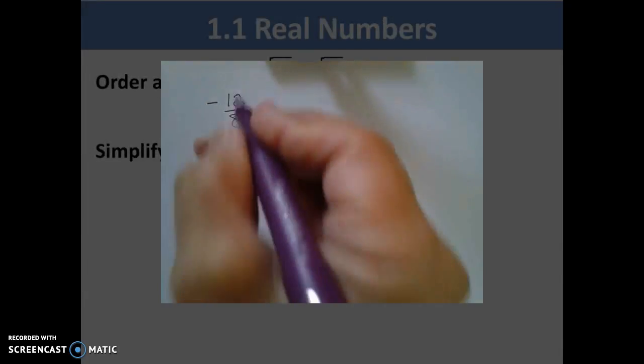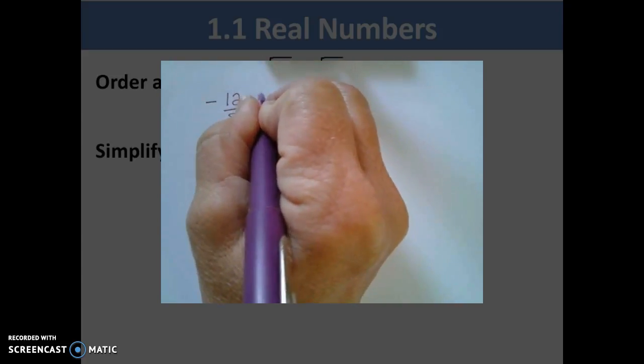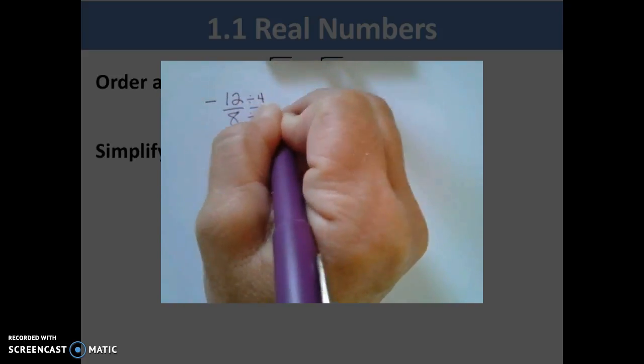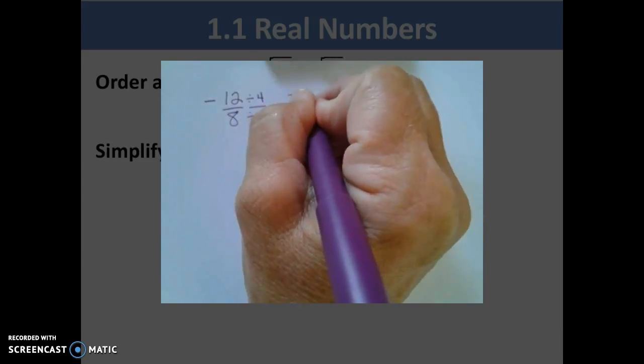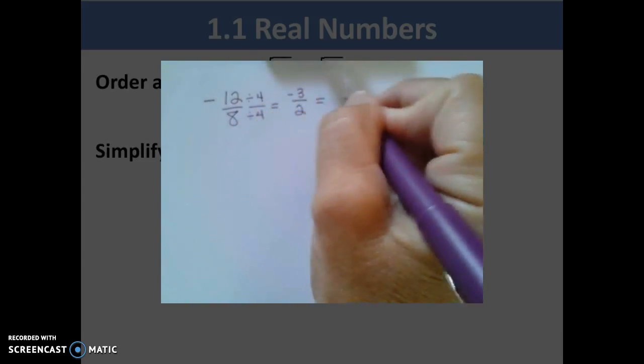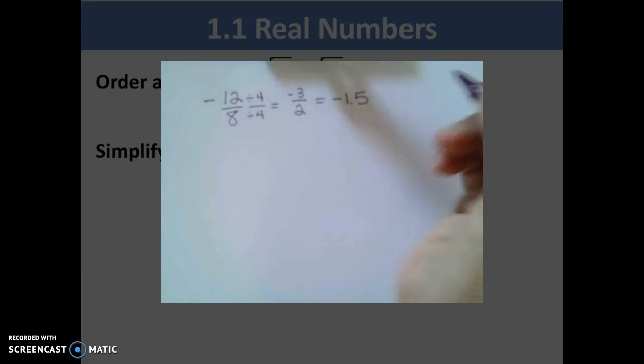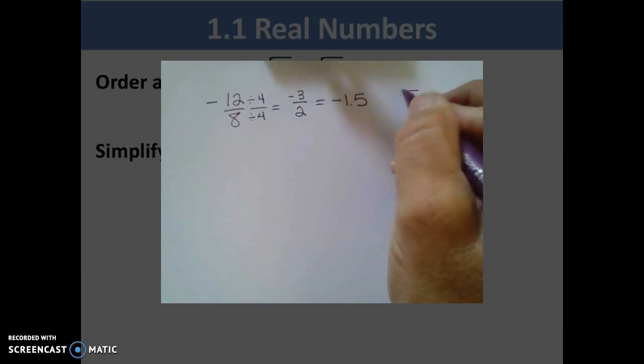I just need to reduce top and bottom. And they're both divisible by 4, both of the numbers. So I have negative 3 over 2. As a decimal, that's negative 1.5. I just got that by dividing.